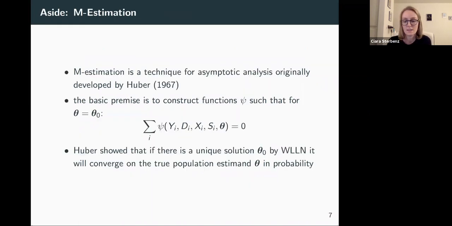Next slide. So since I don't really have time, I won't talk about M-estimation that much, but basically all you need to know is that it was originally developed by Huber. It pretty much always has this form with the psi functions equal to 0. Next slide.